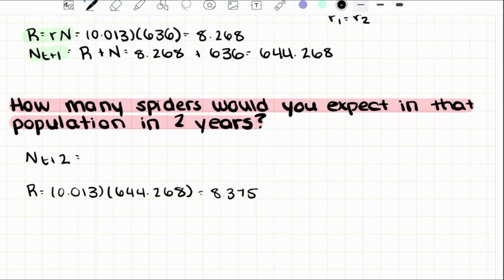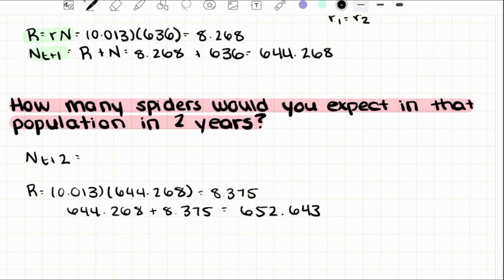Let's finish this up. So now we started out with this population of 644.268, and we're going to add 8.375 to it. If we do that, add 644.268, you're going to get 652.643.